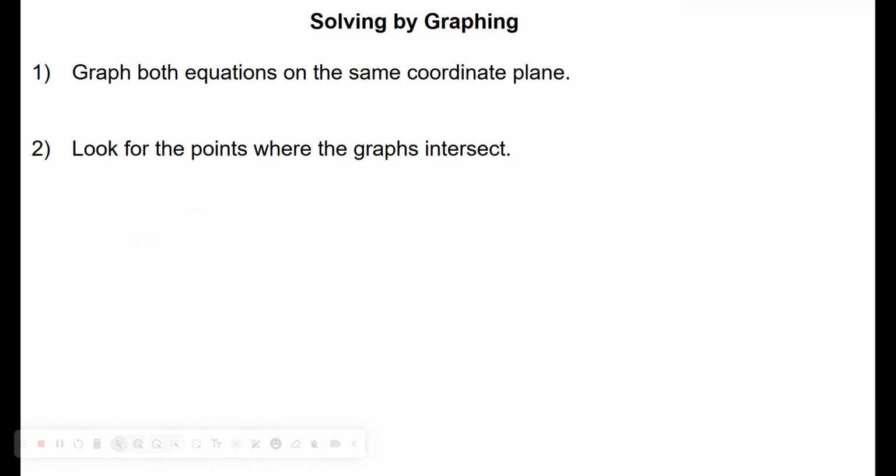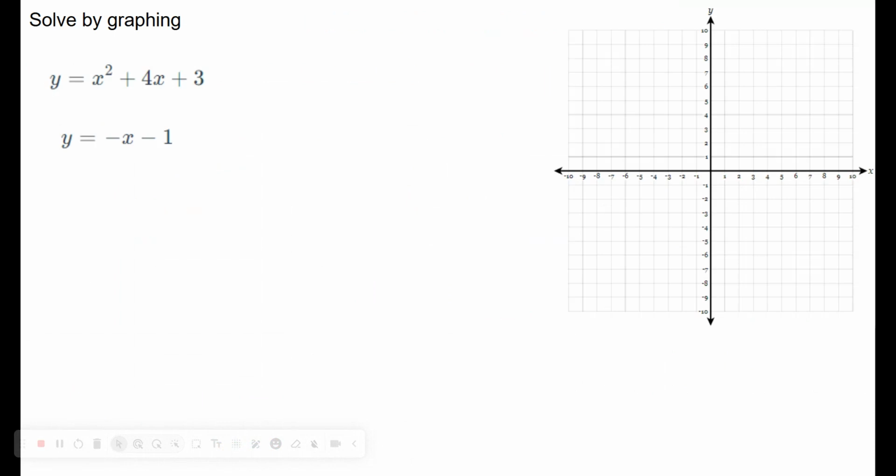Solve by graphing. So when we're doing this, we're going to graph both equations on the same coordinate plane, and we're going to look for the points where the graphs intersect. Shouldn't be too bad. So let's solve by graphing.